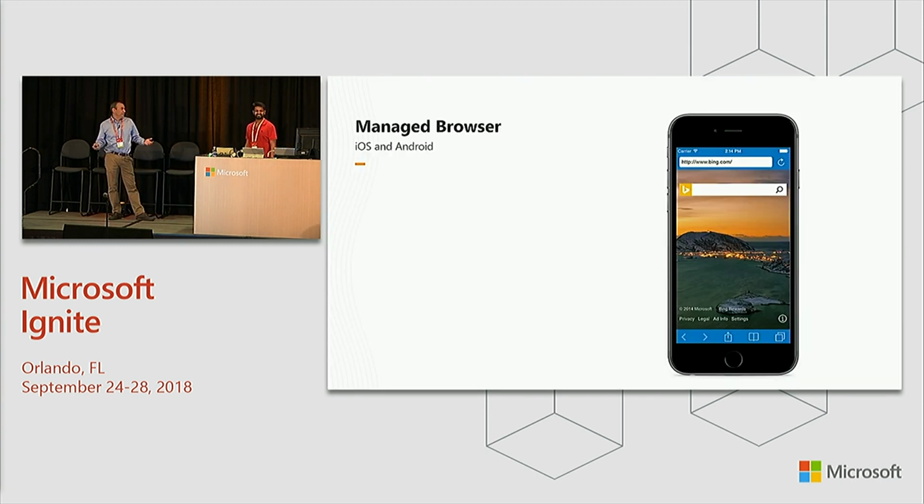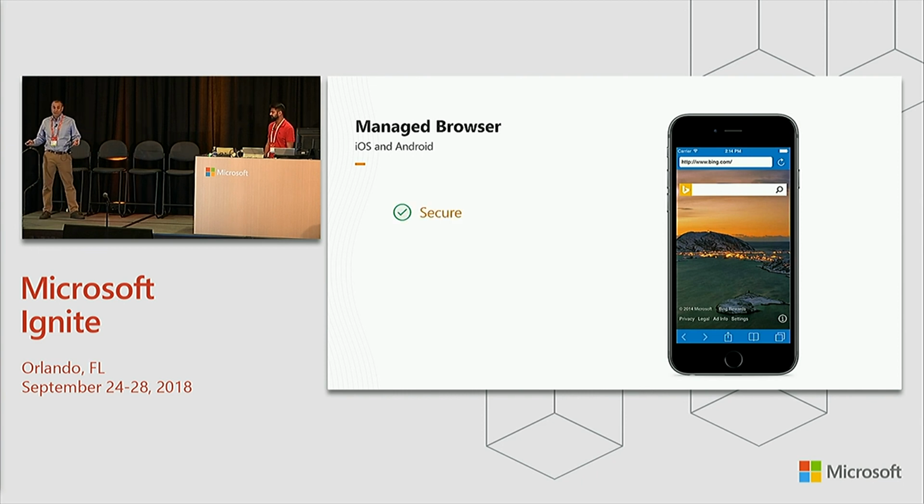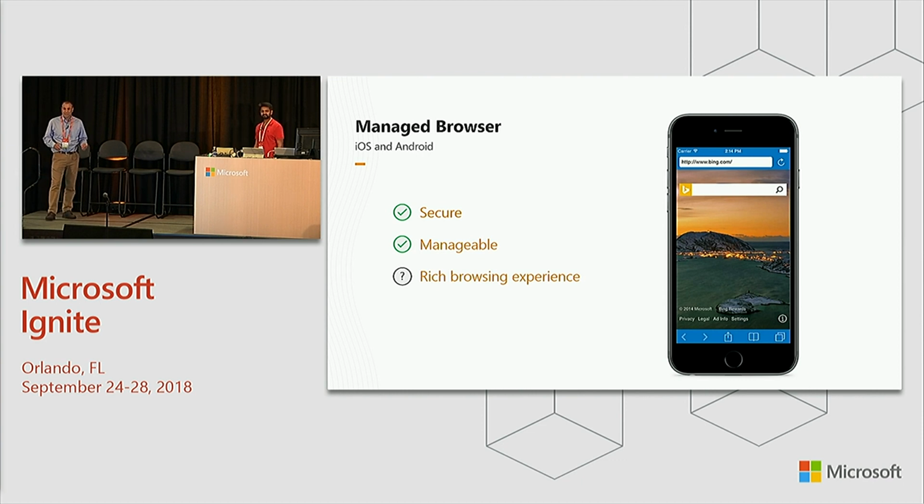So when we launched Intune, we needed a secure browser. At that point in time, within Microsoft, we didn't have a browser on iOS and on Android. So we went ahead and built our own browser for that experience. We wanted to make sure it was secure, and I think we've done that. We wanted to be able to send management down to it. I think we did that. I'm not sure we hit a home run on the rich browsing experience.